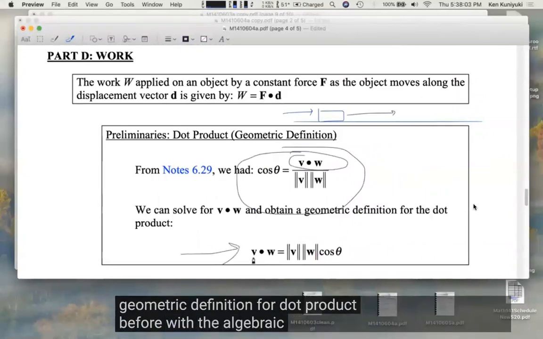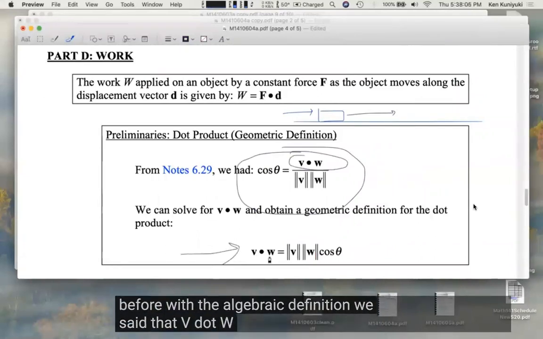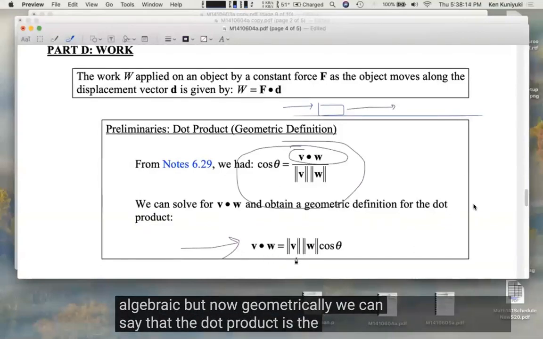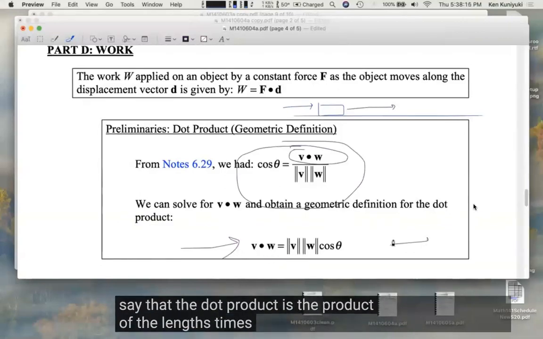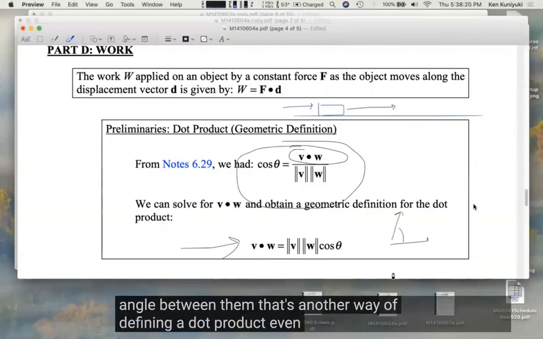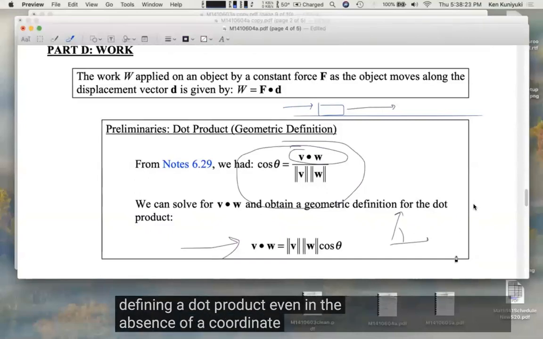Before, with the algebraic definition, we said that V dot W was V1W1 plus V2W2, algebraic. But now geometrically, we can say that the dot product is the product of the lengths times the cosine of the angle between them. That's another way of defining a dot product, even in the absence of a coordinate system, really.